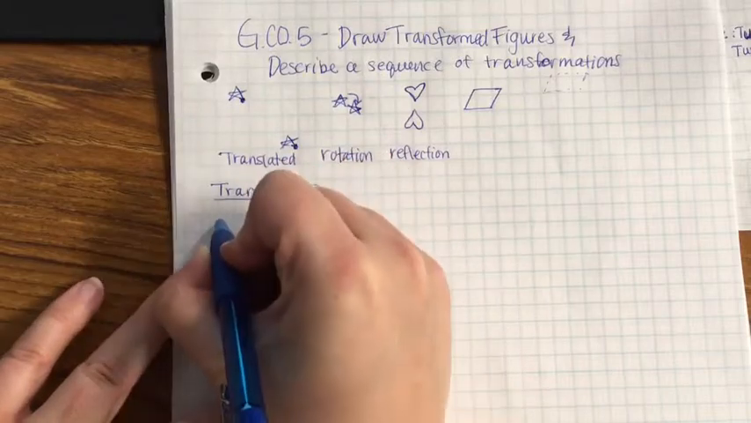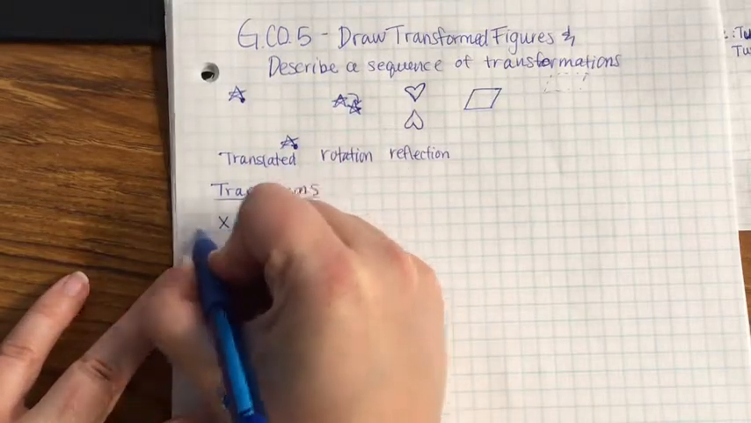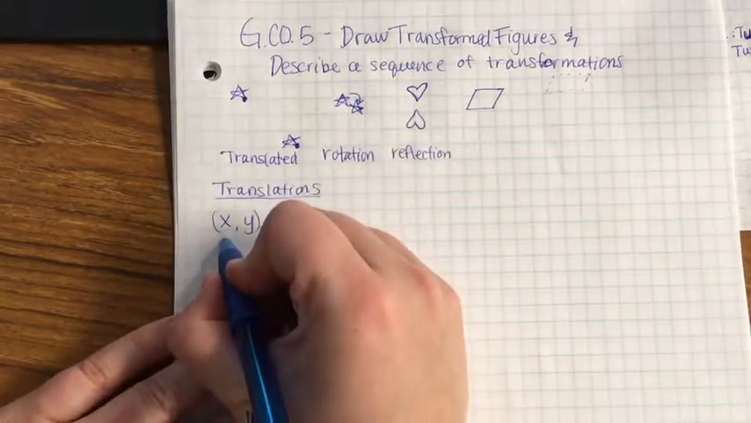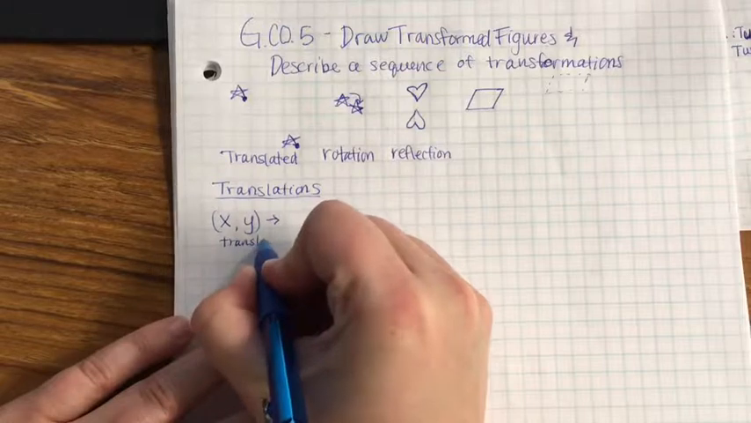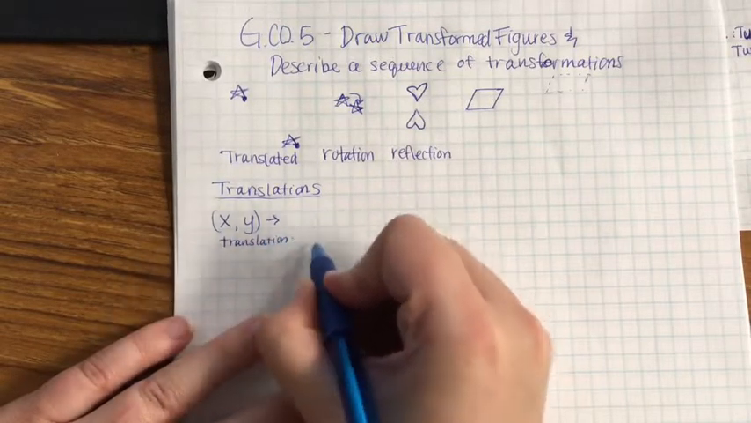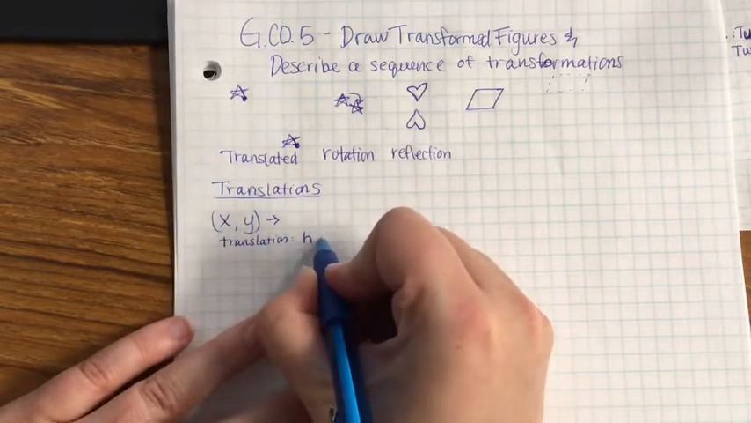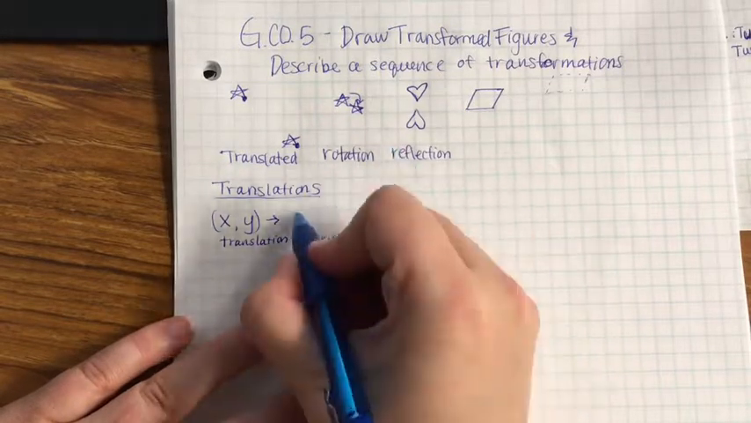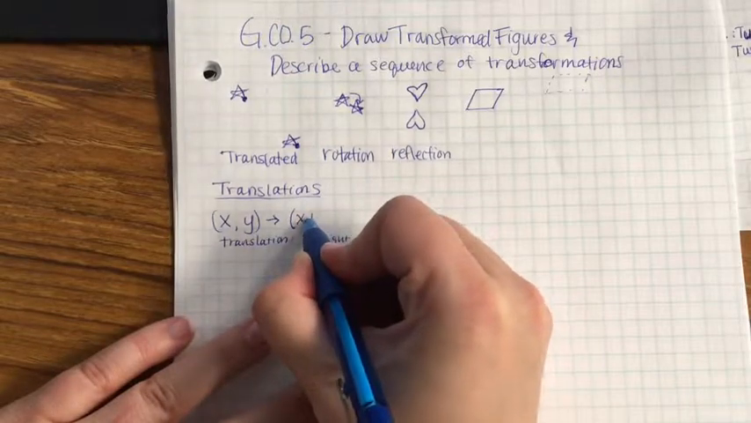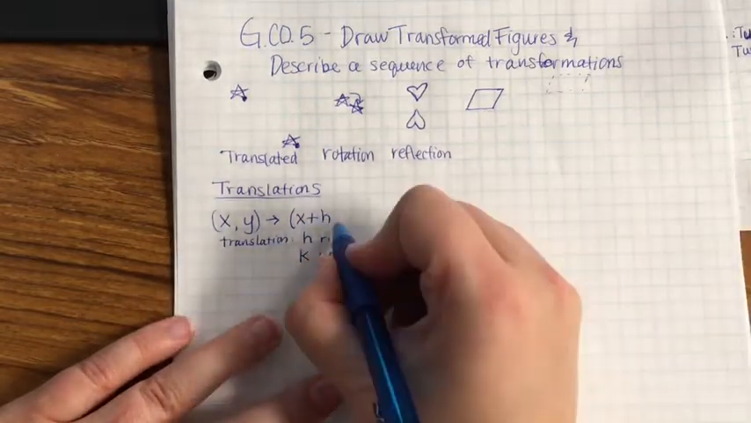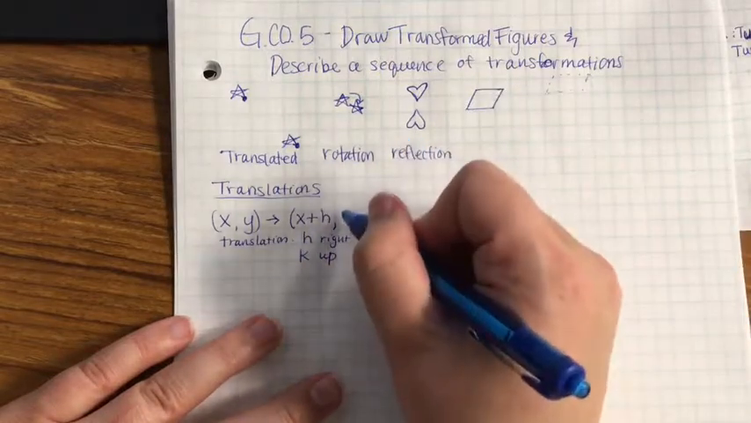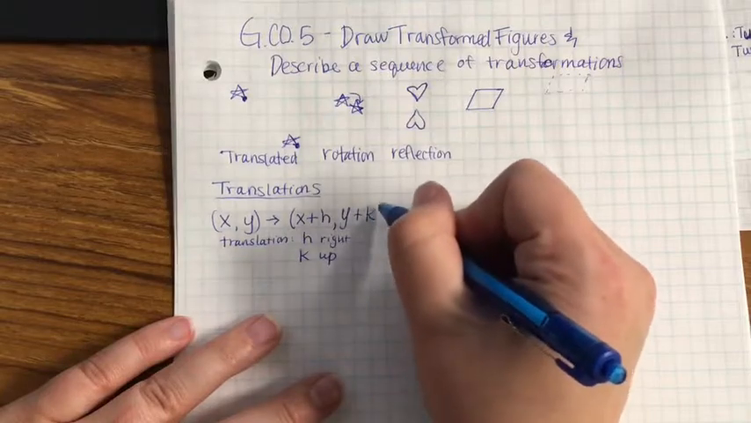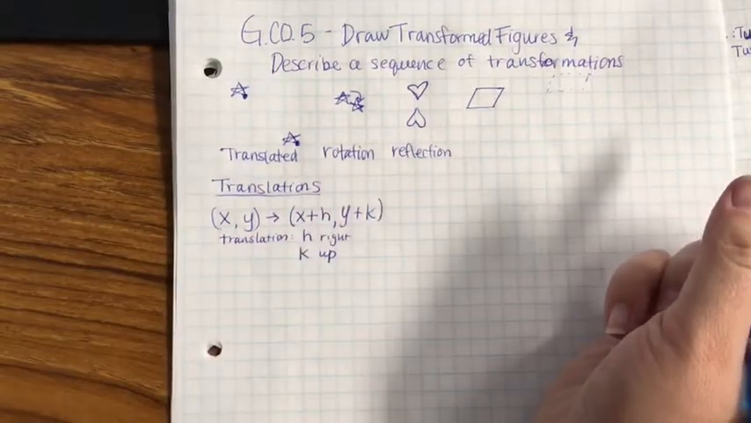So for translations, if we had our X and Y and we translated it, our translation was H to the right and K up. Then we would do X plus H, because you'd add H onto all the X's. And then all the Y's, you would just add K to it, and then you can get the new figure.